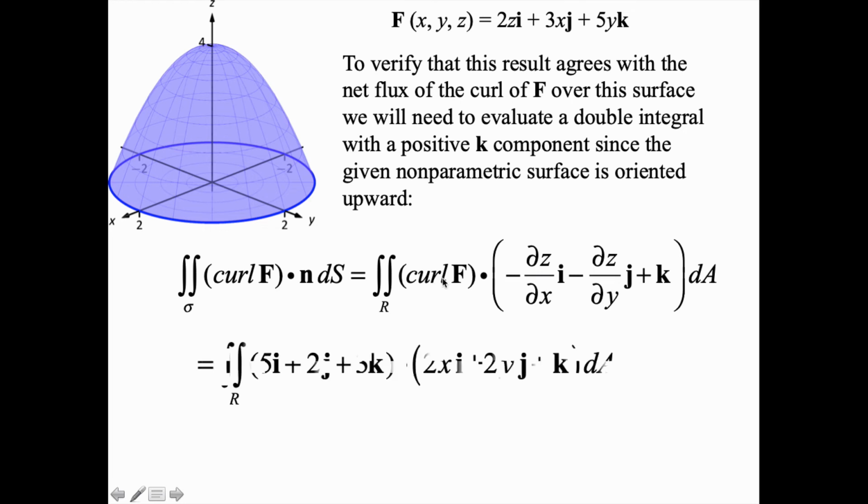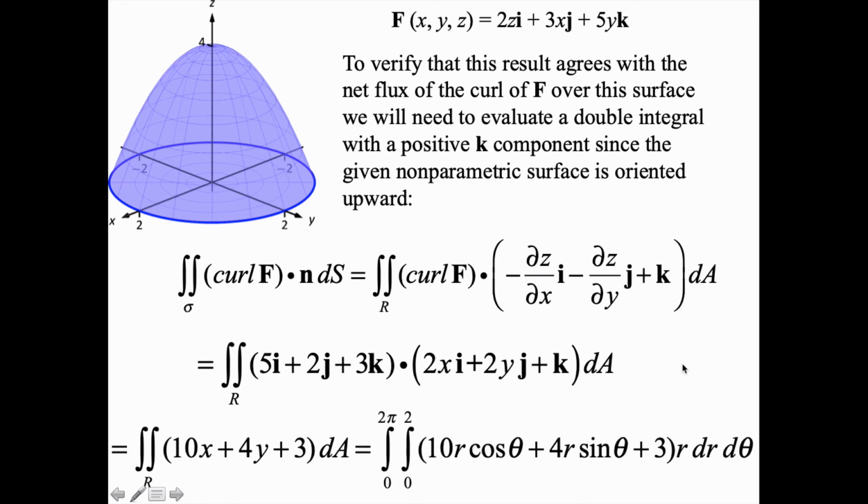Well, using that pseudo-determinant structure we talked about earlier and skipping the details on that, you'll find that curl of f is 5i plus 2j plus 3k. Partial derivative of z with respect to x, i, minus partial derivative of z with respect to y, k is 2y, and we have just the k here that we find, okay? So once again, if we dot those two, we'll get this expression.